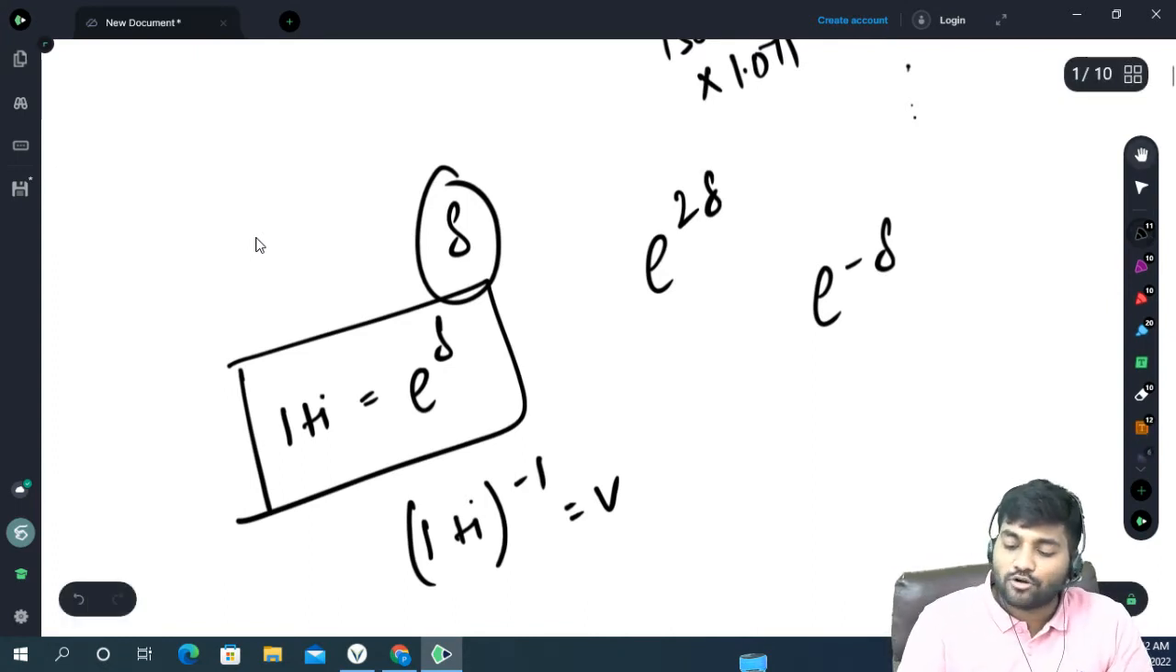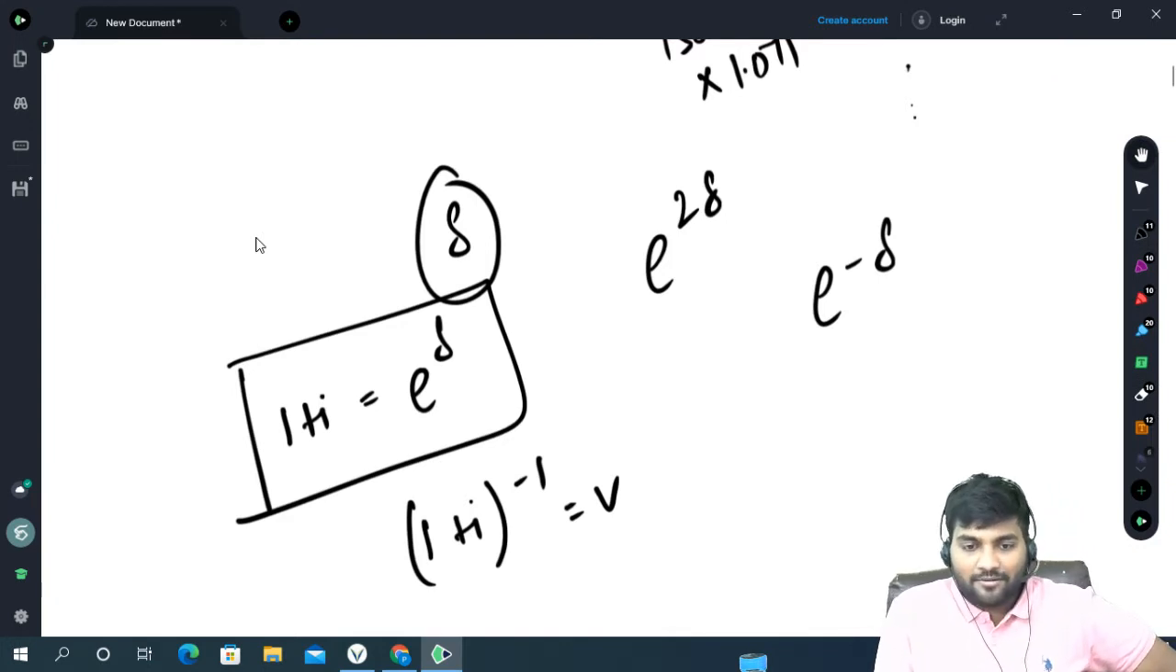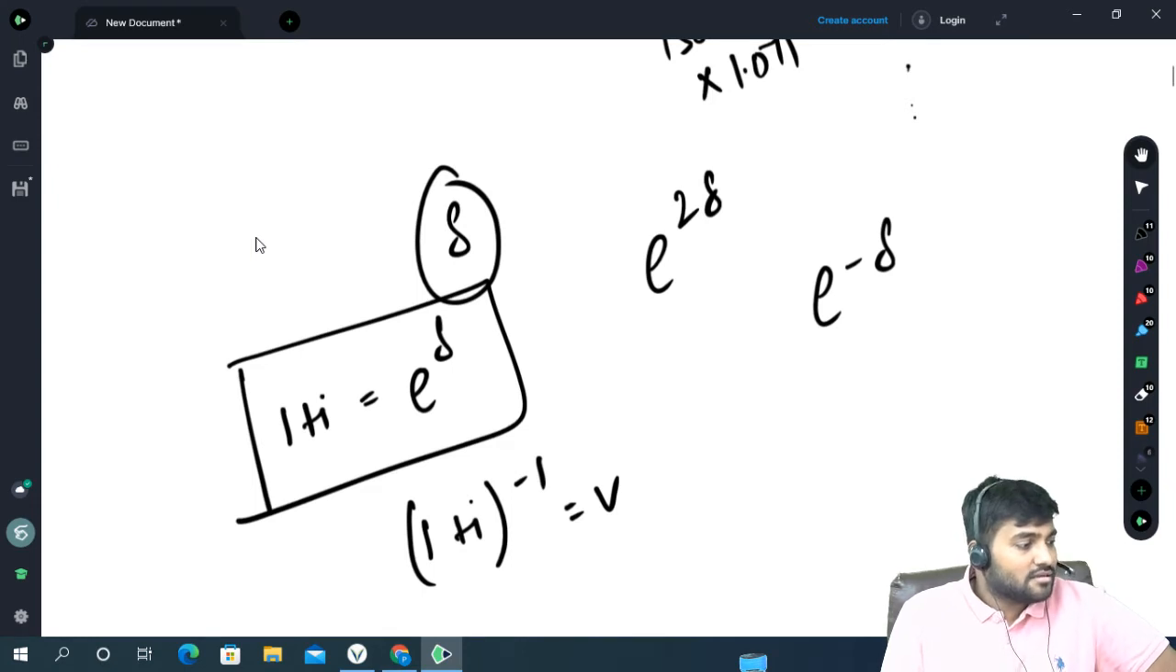Okay. So put the heading force of interest. Write down: whenever the compounding frequency is high, that is, the number of times compounding is being done in a year is very frequent, for example daily, hourly, every second, weekly, etc.